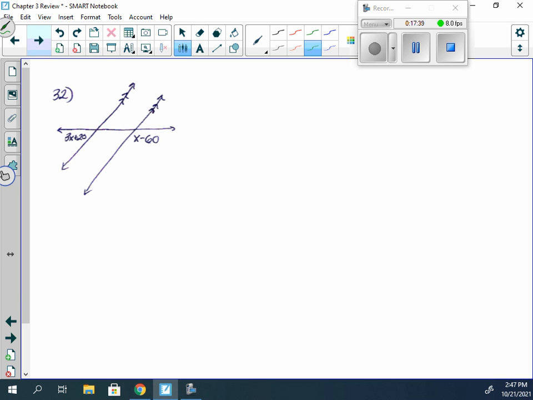If the two angles are not congruent, they have to do what? Add together to be 180. Because whenever we have two lines cut by a transversal, the angles are either going to be congruent or add together to be 180. That's the only two ways that they will work out.